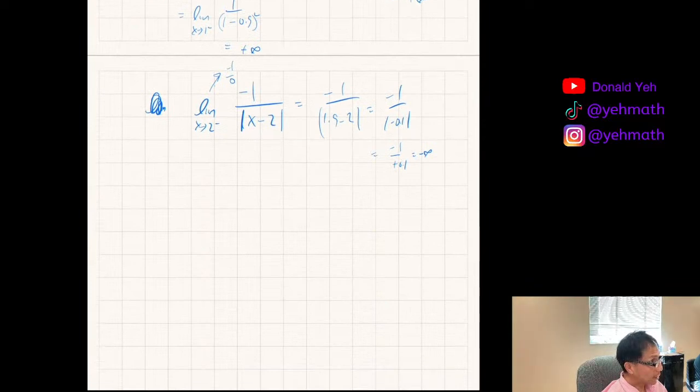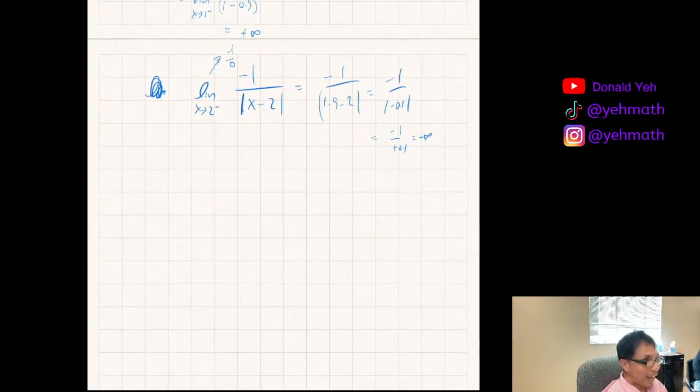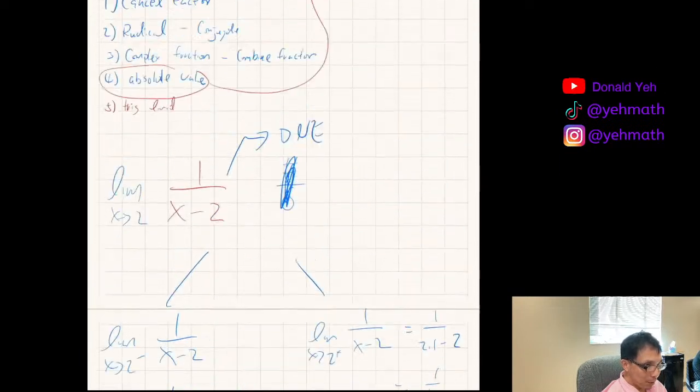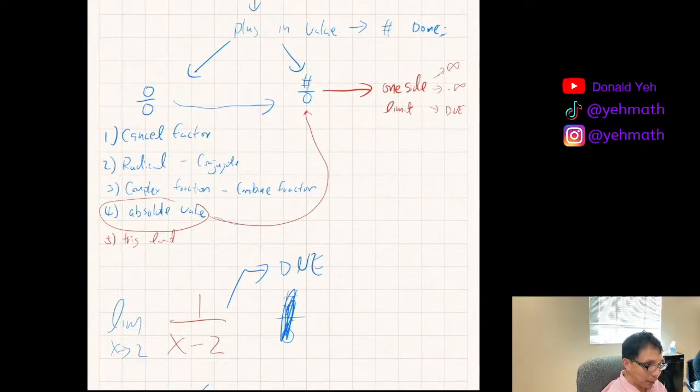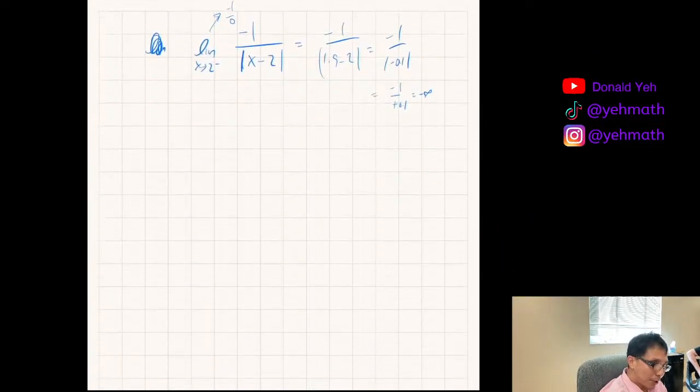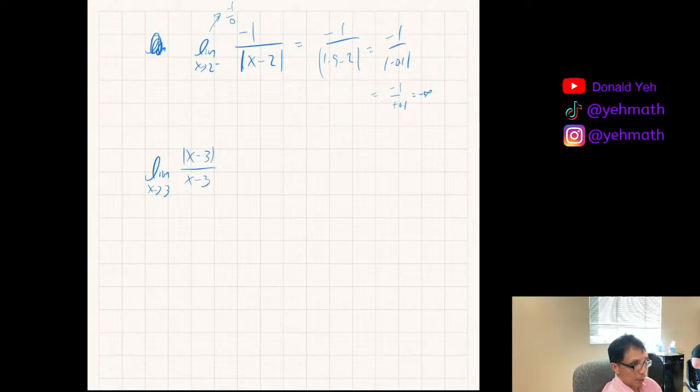Questions. All right, so now we're going to deal with the absolute value. Remember this one I circled? This is a tricky one, because it's like a hybrid of the 0 over 0 and number over 0 cases. So let's look at the case. Let's say the limit as x approaches 3 of absolute value of x minus 3 over x minus 3. And you say, oh yeah, approaching 3.